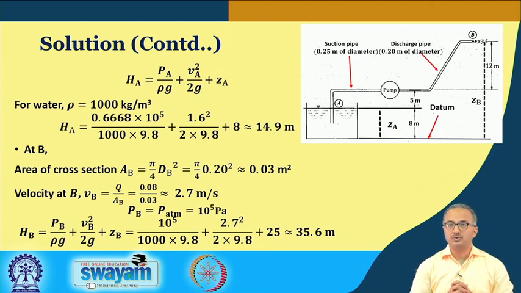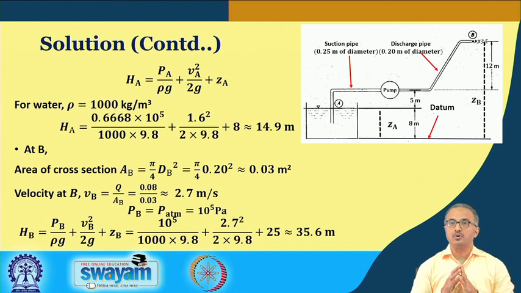Only thing you must note is that if you are given the gauge pressure, whether it is positive or negative, negative gauge pressure is called vacuum pressure. So, first you need to convert that gauge pressure into the absolute pressure, and then only you should put these figures to get the total head.